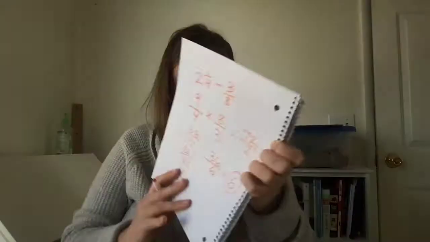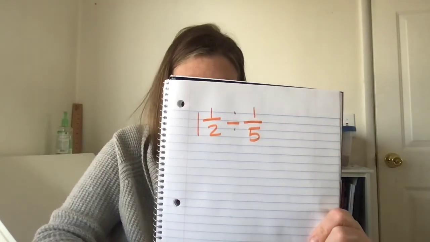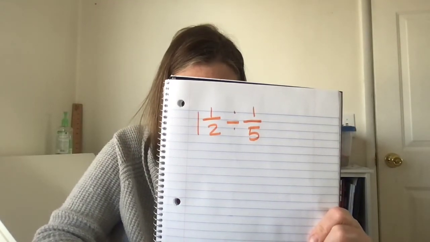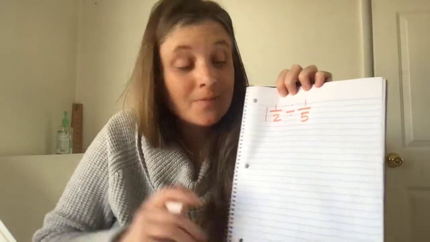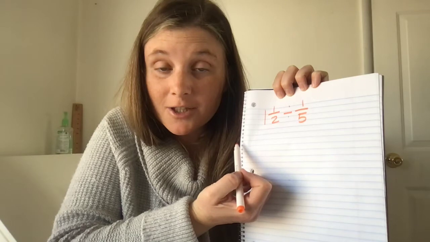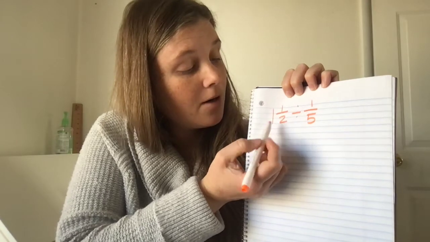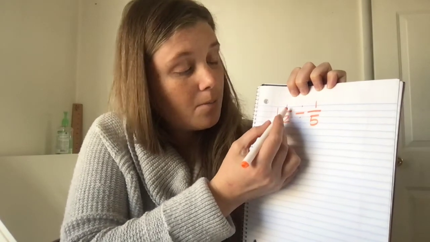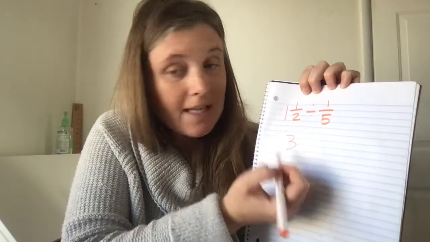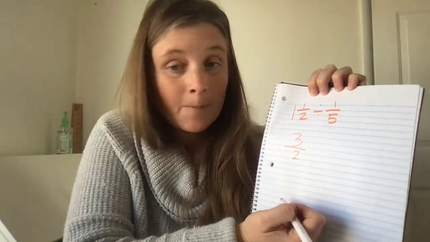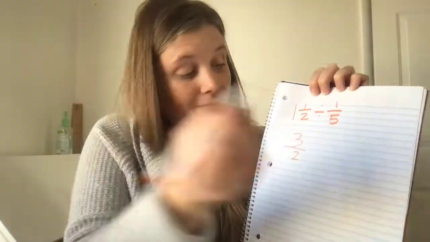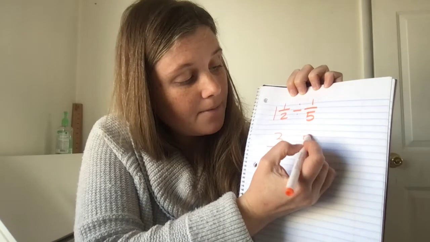Now let's try this one. Let's try 1 1/2 divided by 1/5. Okay, pause me and try it by yourself. Okay, first thing we do, change this mixed number into an improper fraction. How do we do that? The whole number times the denominator, add the numerator. 1 times 2 is 2, plus 1 is 3. Keep the same denominator, halves. Multiply by the reciprocal, times 5/1.